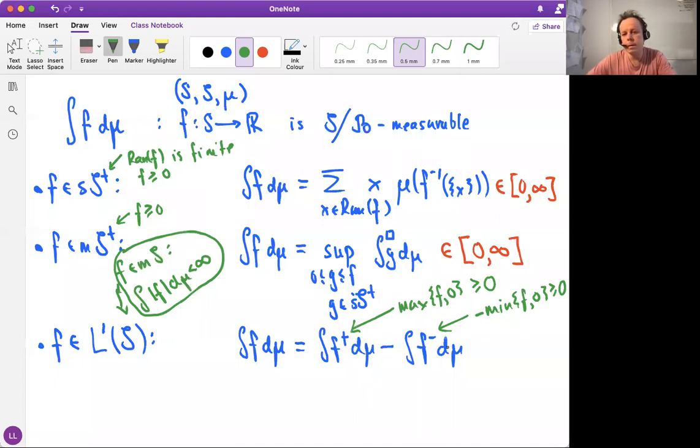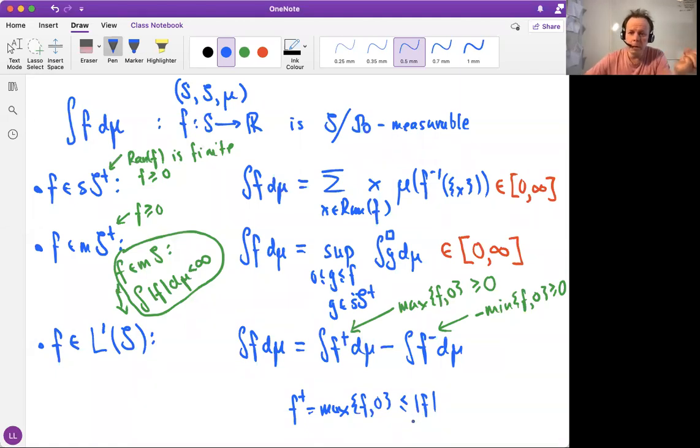Can these be infinities? No, because let's see, f plus is the positive part, so it's the max of f and 0. f is of course less than the absolute value of f. So then this max of f and 0 is at most the absolute value of f. Now we are comparing two functions which are both non-negative, f plus and the absolute value, so we can calculate the integrals.